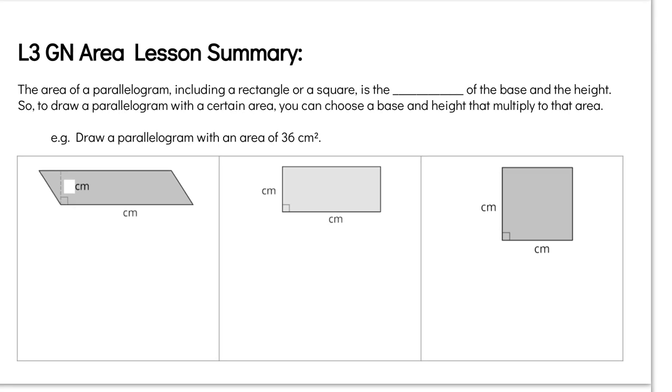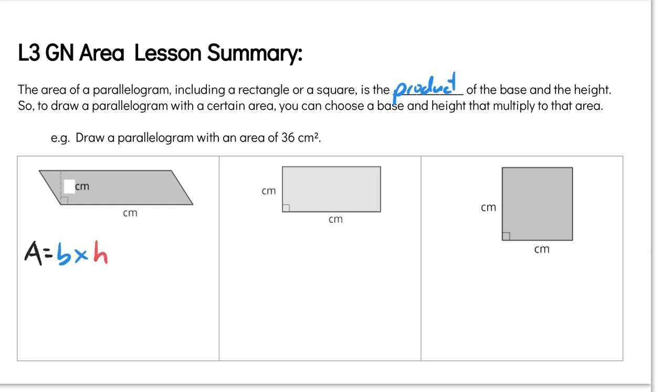Here it says, the area of a parallelogram, including a rectangle or a square, is the product, and remember the product is the answer to a multiplication question, the product of the base and the height. So, to draw a parallelogram with a certain area, you can choose a base and height that multiply to that area. So if it asks us, for example, to draw a parallelogram with an area of 36 square centimeters, I know that the area is going to be the base times the height.